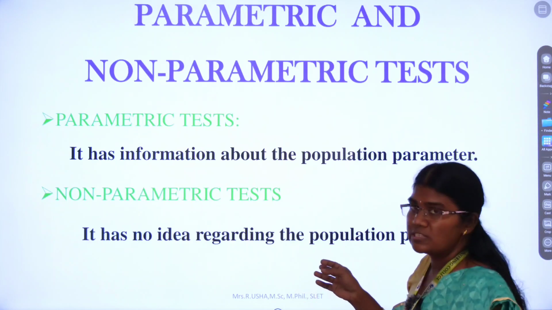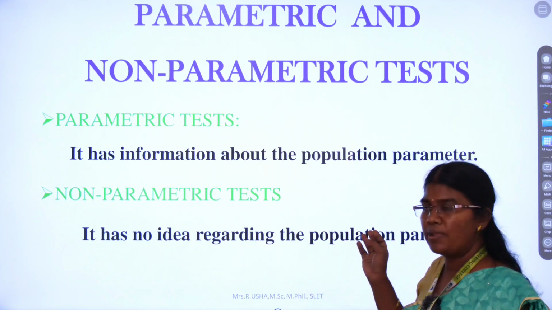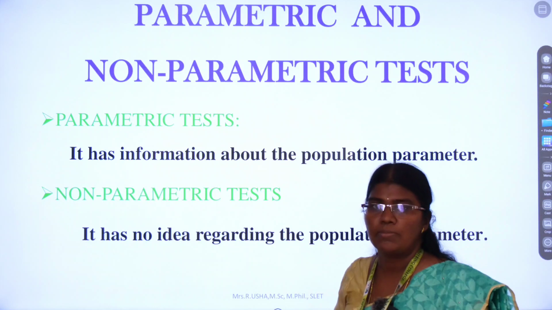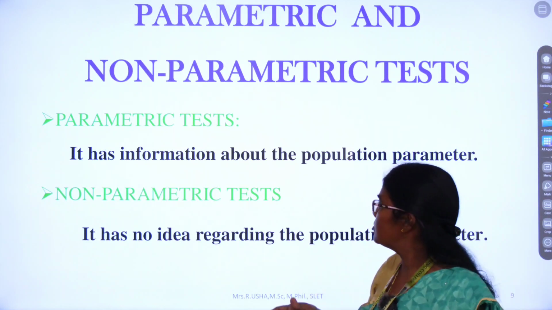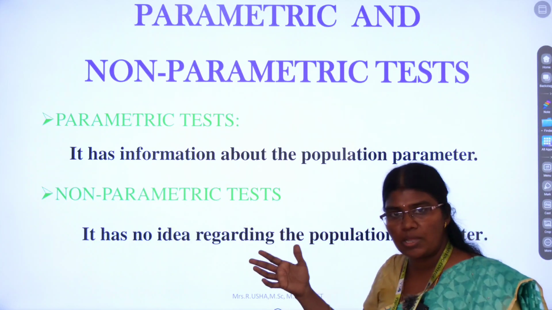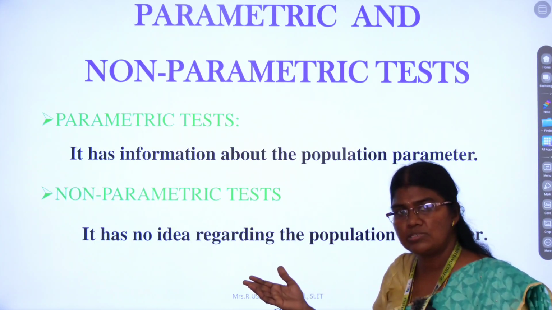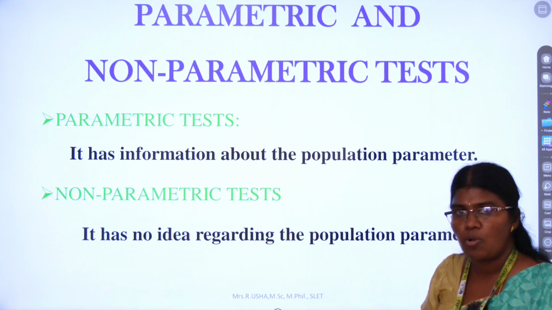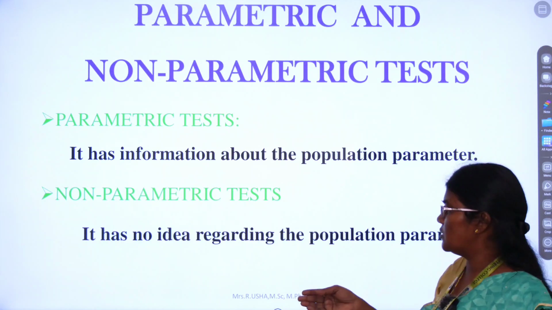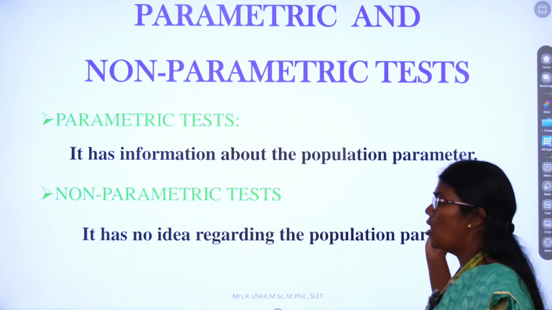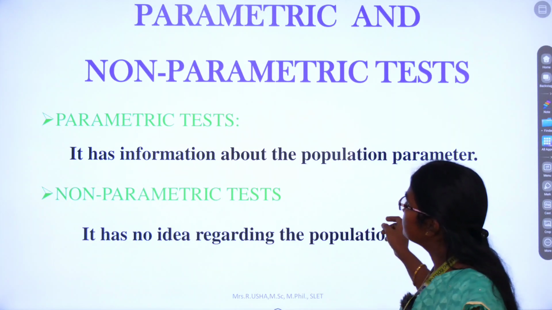Next, parametric and non-parametric test. First we define what is meant by parametric test. A parametric test has all the information about the population parameters. That is, the population parameters are the size of the population, mean of the population, standard deviation, etc. And a non-parametric test has no idea regarding the population parameters.